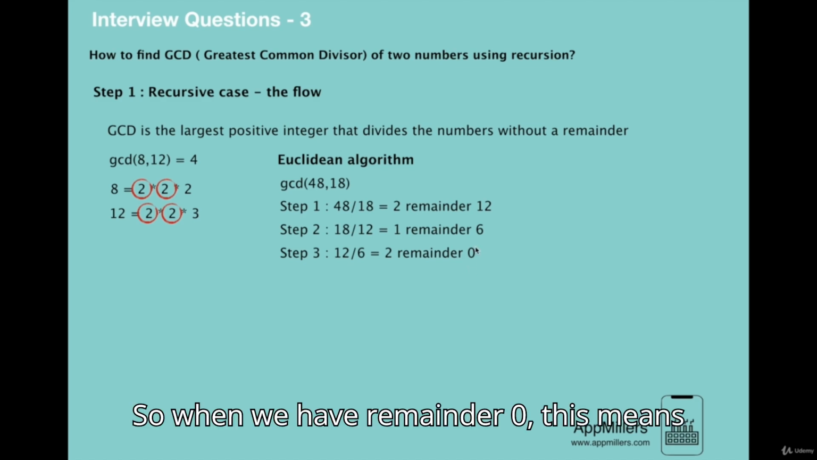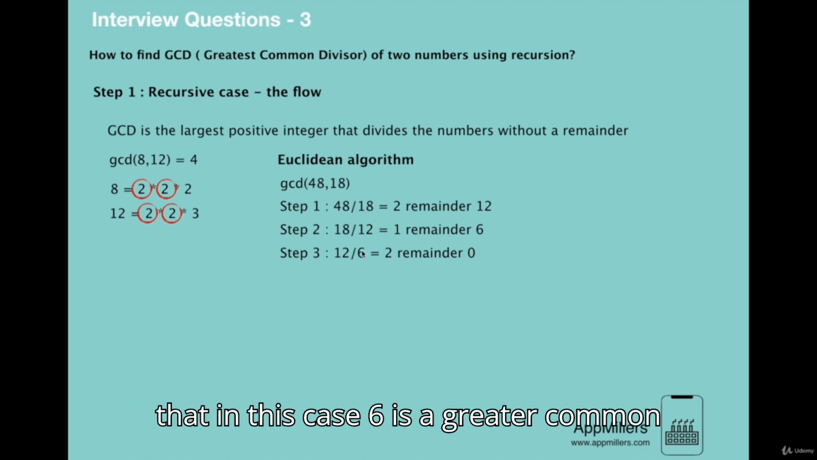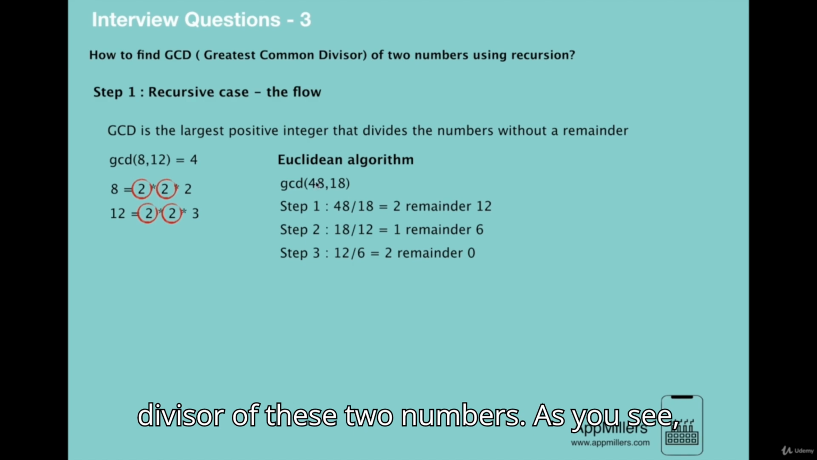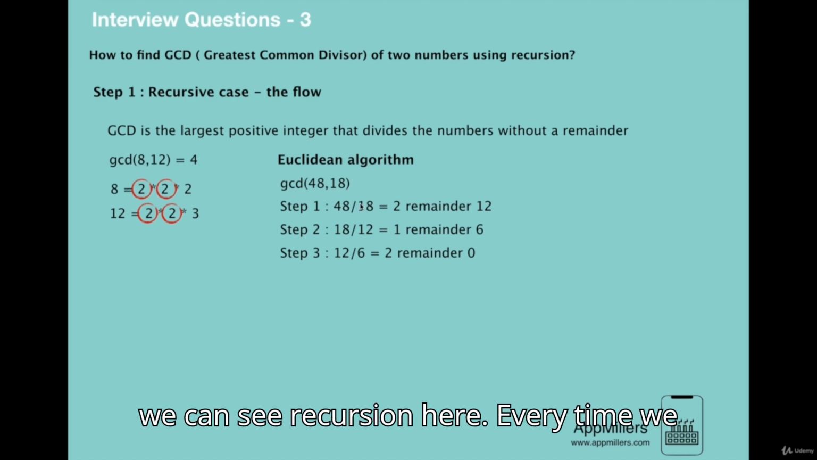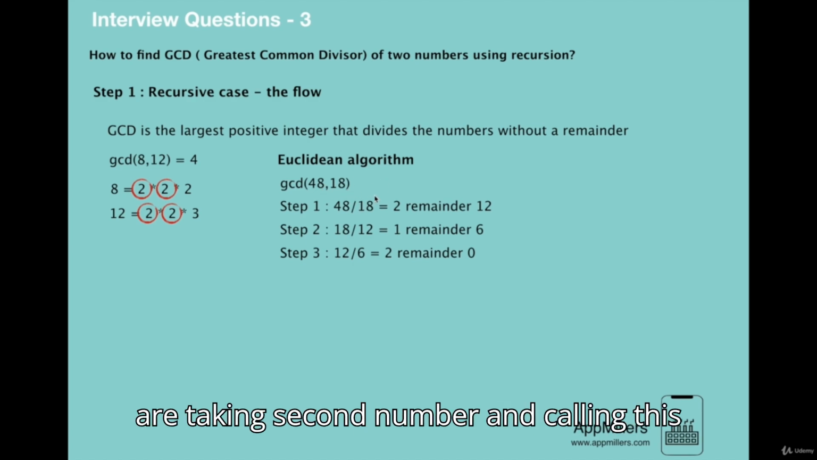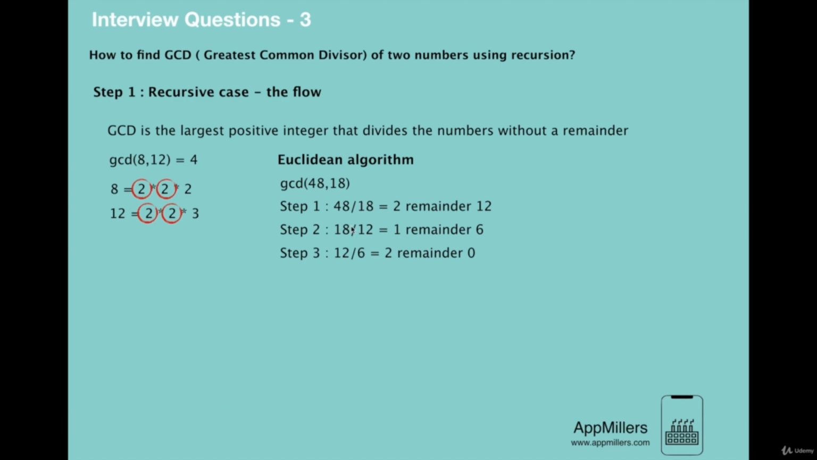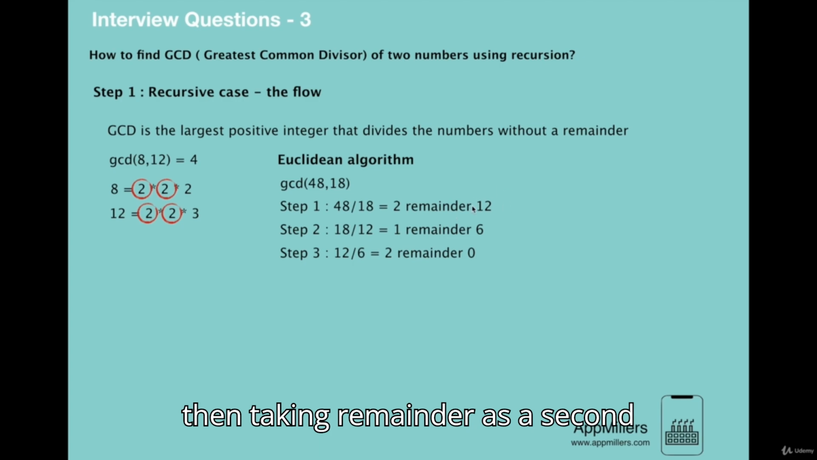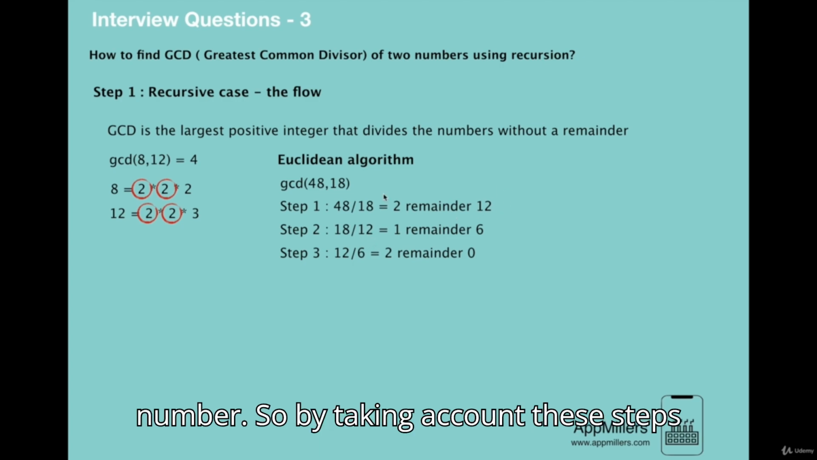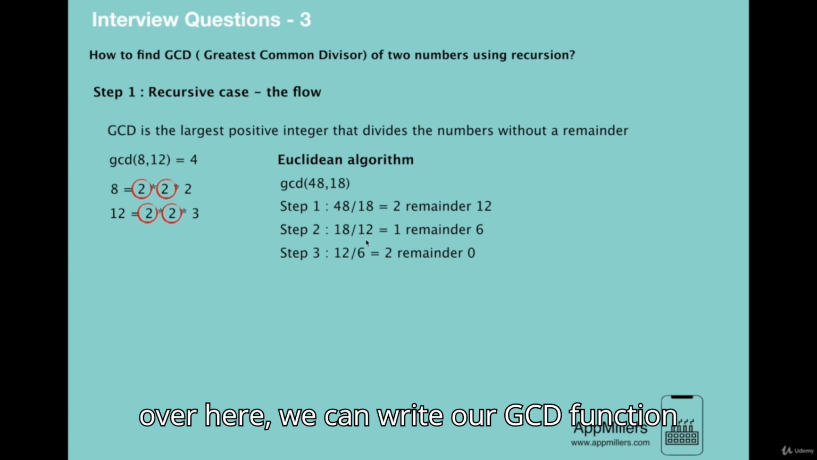So when we have remainder 0, this means that in this case 6 is the greatest common divisor of these two numbers. As you see, we can see recursion here. Every time we are taking the second number and calling this function with it as the first number, then taking the remainder as the second number. So by taking account of these steps over here, we can write our GCD function like this.